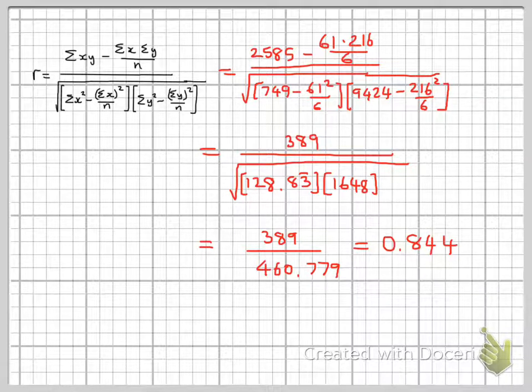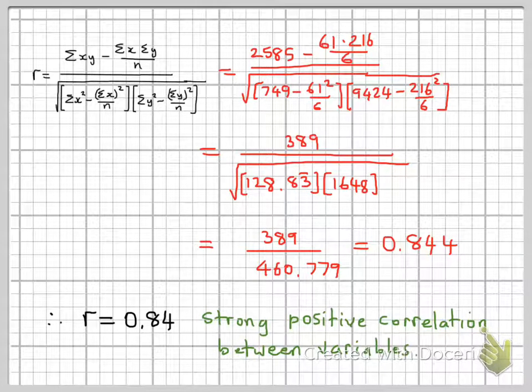So that's a strong positive correlation, is what this is, right? R equals 0.84 means that there's a strong positive correlation between the number of years of schooling and the annual income of the people in that sample, the 6 of them. So this is how to calculate R.